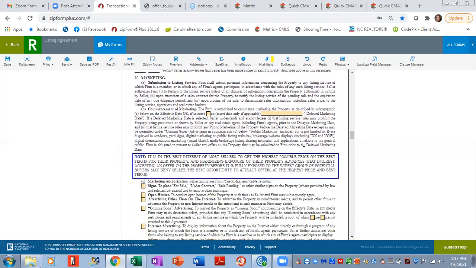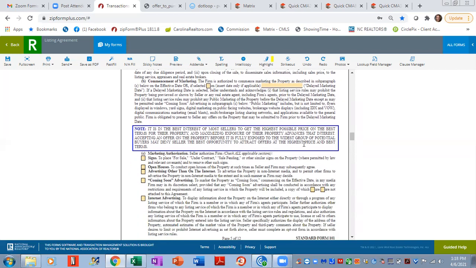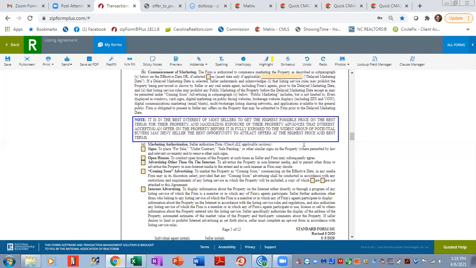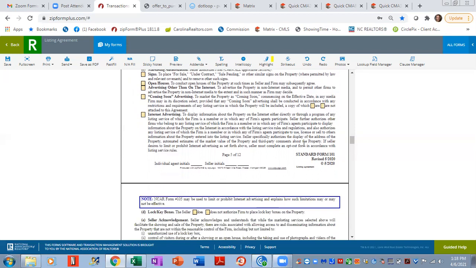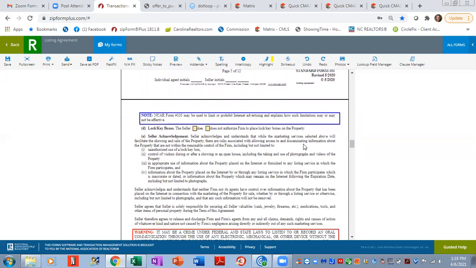So we come to the section here, section 10, which talks about marketing. If we are going to delay marketing, what type of marketing we're going to do. Are we going to have signs in the yard? Are we going to have an open house? Are we going to advertise on the internet? Not on the internet? Door hangers? There's all different types of advertising that we can do, as well as coming soon. And remember, there is an addendum on the CMLS, the Canopy MLS page, that has to be filled out if you are advertising as coming soon, and your broker has to fill that out or sign.